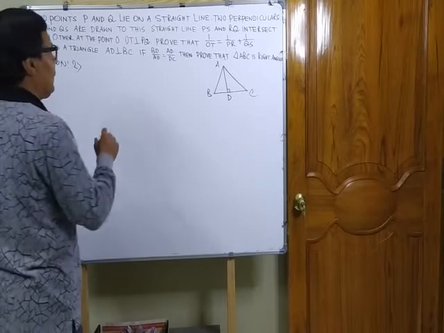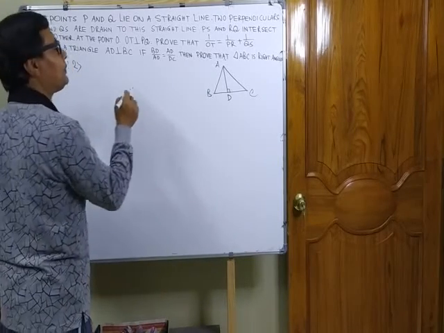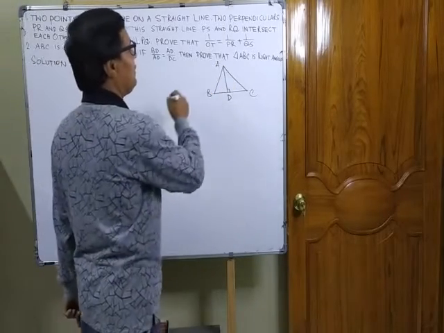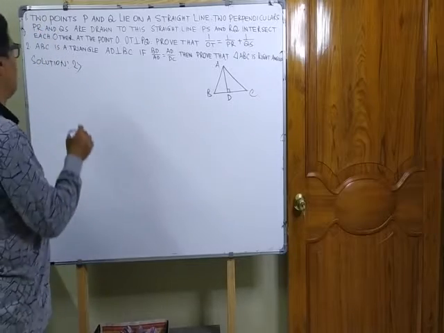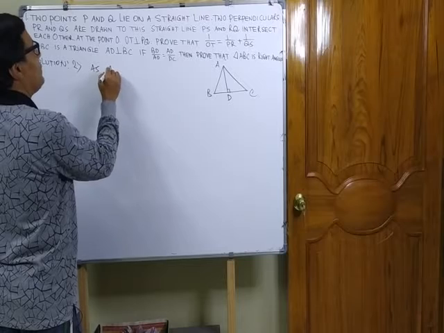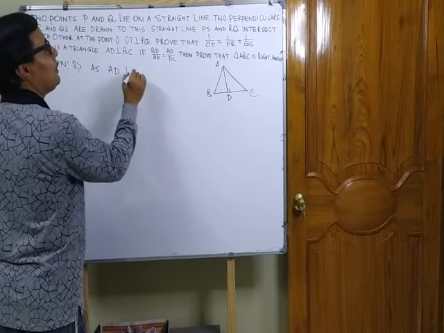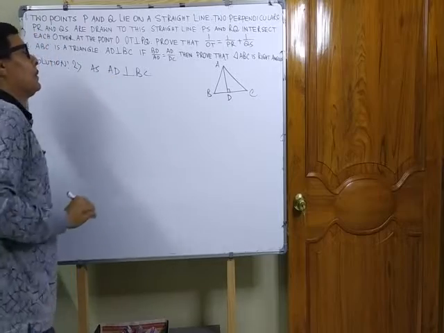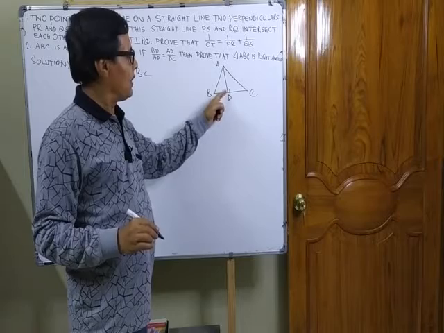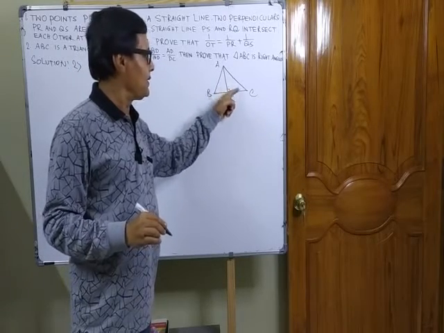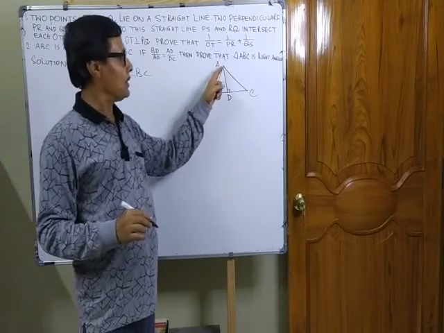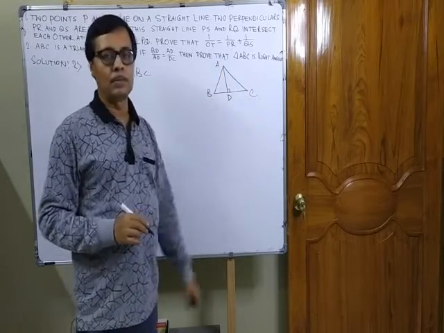So here, AD is perpendicular to BC, so angle ADC and angle ADB are both 90 degrees. Both are 90 degrees because AD is perpendicular to the line BC.